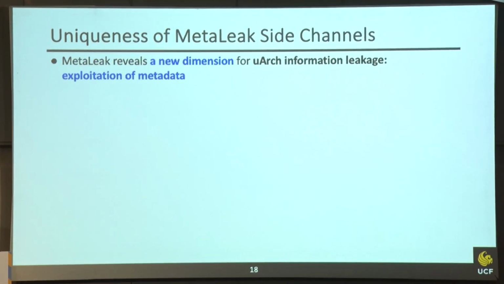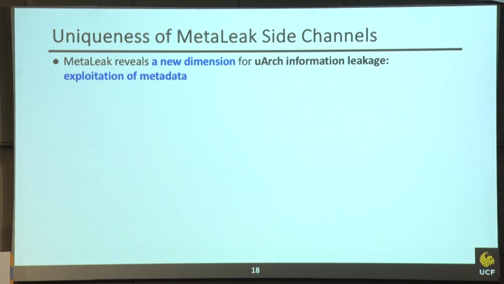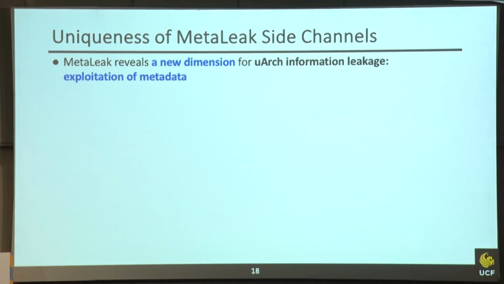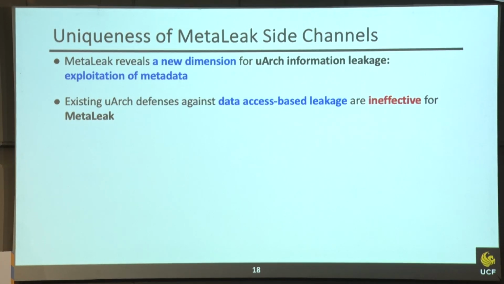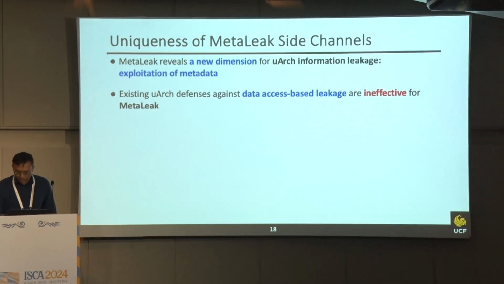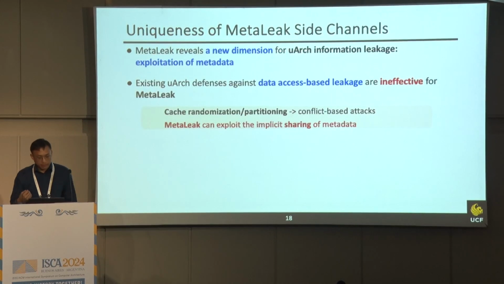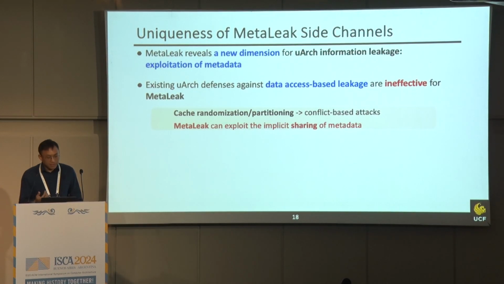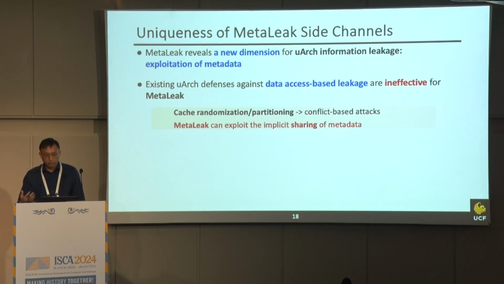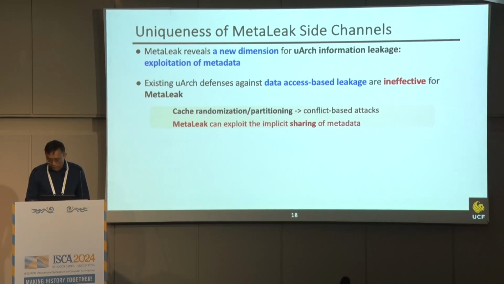So now we have shown this attack. So what's the uniqueness of these MetaLeak side channels? Well, the first thing I want to mention is that MetaLeak reveals a new dimension for microarchitecture information leakage, which is exploitation of metadata instead of data. And more importantly, existing microarchitecture defenses against data access-based leakage are ineffective for metadata. For example, we have cache randomization and partitioning that are used to stop conflict-based attacks. However, MetaLeak can exploit the implicit sharing of metadata, which is non-conflict based by design.